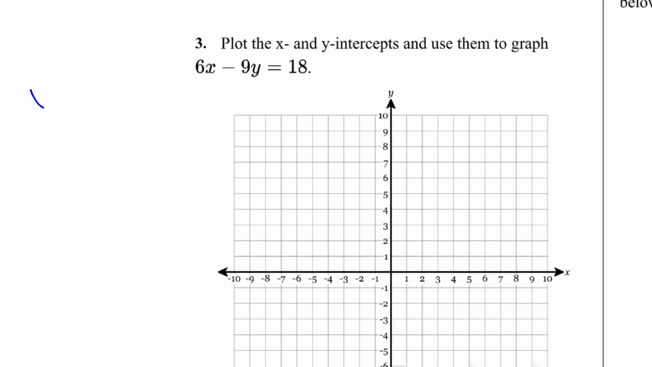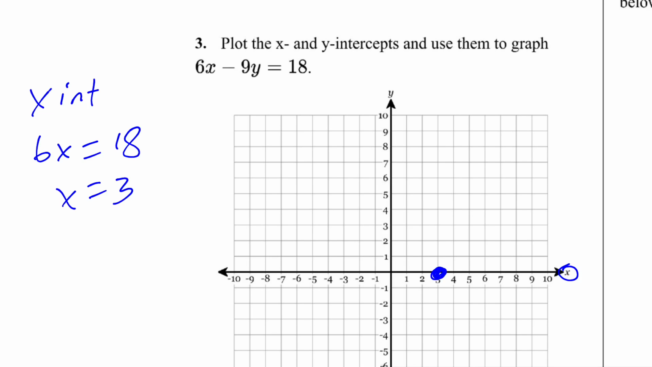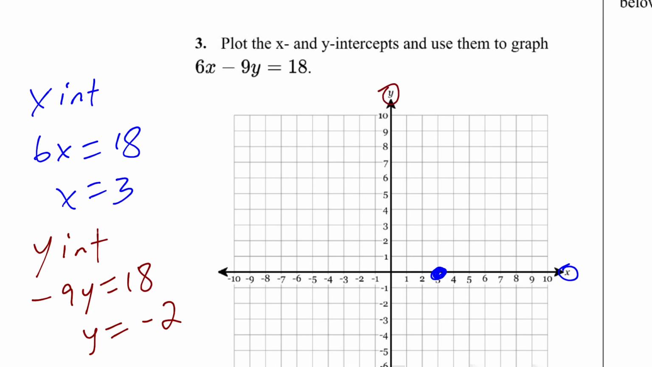Number 3, to find the x-intercept, the y part goes away. 6x is 18, or x is 3. So I go to my x-axis here at 3 and put a dot. For the y-intercept, I get rid of the x's, and I have negative 9y is equal to 18. If I divide both sides by negative 9, I get y is equal to negative 2. On the y-axis here, that's this point here. So this is my line.